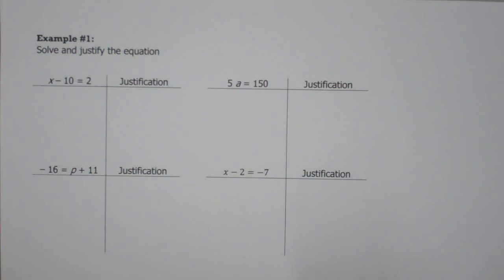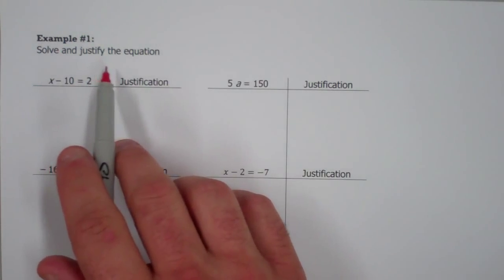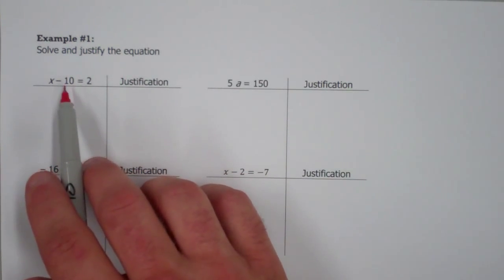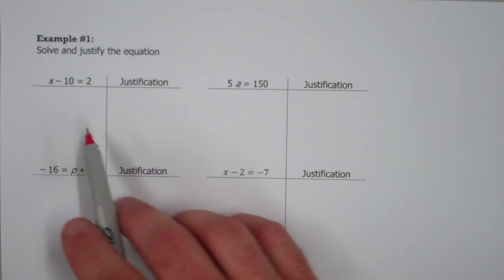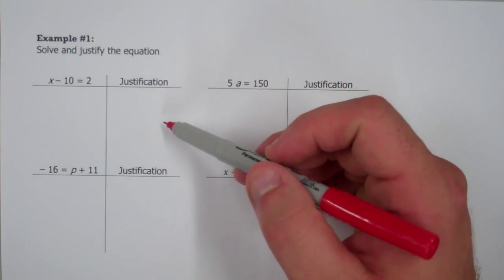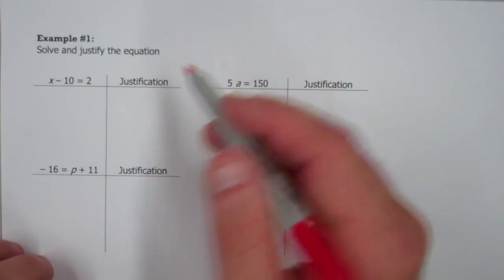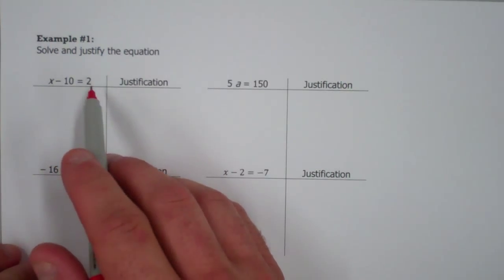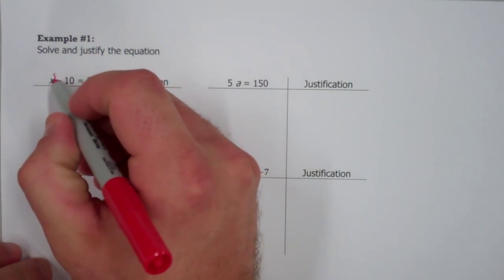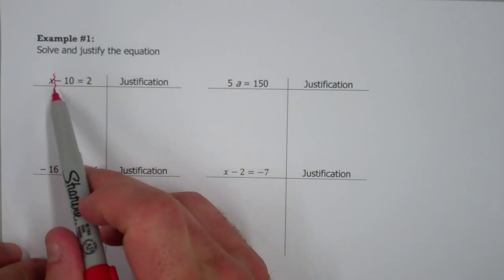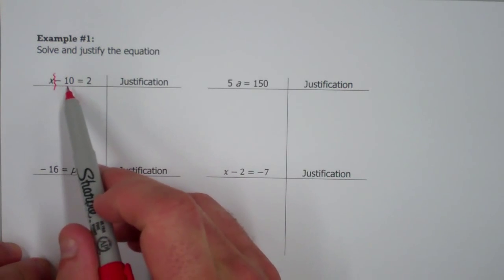In example 1, we need to solve and also justify the equation. When we solve it, our steps are going to go here on the left, and then our justification is going to go here on the right. So if we look at x minus 10 is equal to 2, right now I'm seeing that there's two terms on the left of the equal sign.